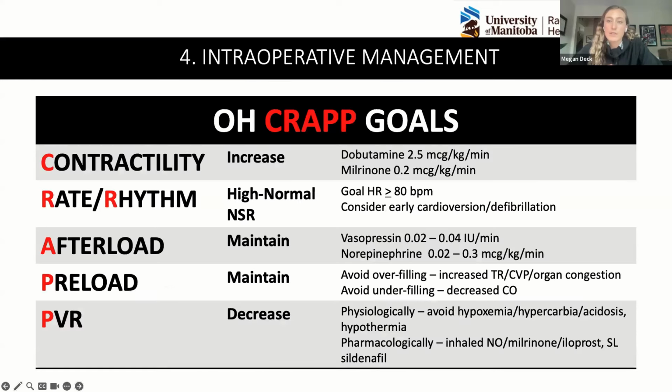So here's kind of a helpful summary of the goals for the intraoperative management of pulmonary hypertension and RV failure. Again, our goal is to increase contractility with either low-dose dobutamine, milrinone, or preferentially the combo of the two, to maintain a high normal heart rate, strictly in normal sinus rhythm, to maintain our afterload or systemic vascular resistance with vasopressors such as vasopressin or norepinephrine, to maintain our preload and specifically avoid any acute overfilling or underfilling, and of course, to decrease our pulmonary vascular resistance through both physiologic and pharmacologic means.